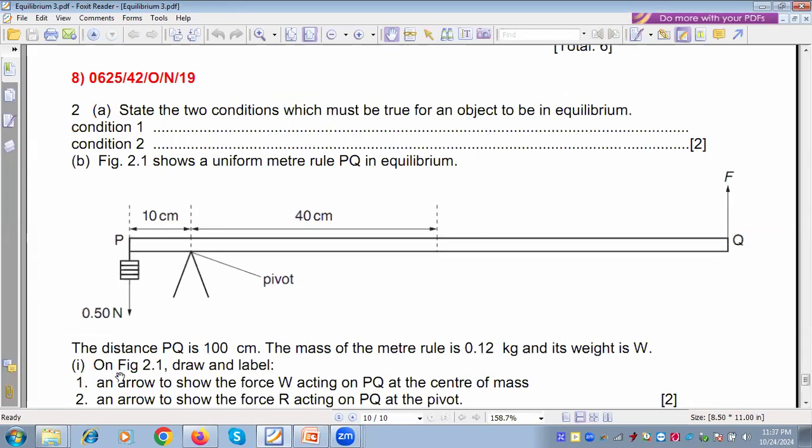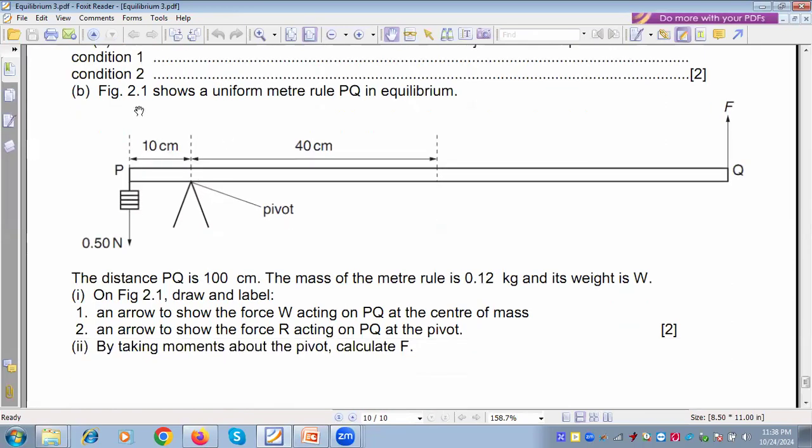Now this is another question, 0625 IGCSE 42 variant, October/November 2019. Two conditions for the body to be in equilibrium, as we have been discussing several times: resultant force should be 0 and resultant moment should be 0. The total upward force, or sum of the forces acting on the body, should be 0, and the sum of the moments, that is total clockwise moment, will be equal to total anti-clockwise moment. This is condition 2.